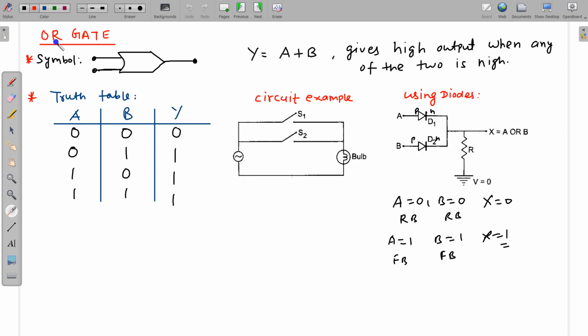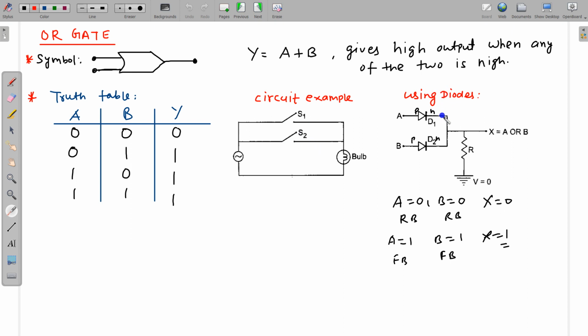Next I'm going to take OR gate. This is the symbol of OR gate, and in Boolean algebraic notation we can write Y is equal to A plus B. It gives high output when any of the two is high. So if A is 0 and B is 0, then only it is 0, otherwise it is 1. 0, 1 is 1; 1, 0 is 1; 1, 1 is 1. And for a circuit example, if any of these switches is closed, then this bulb will glow.